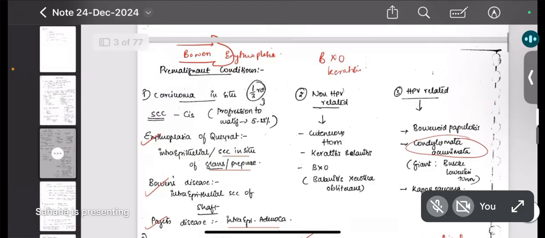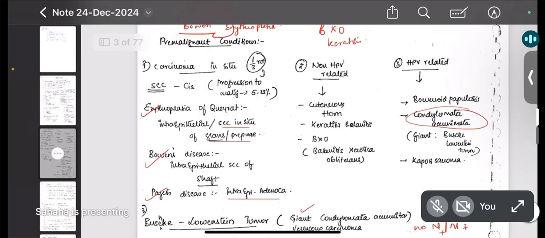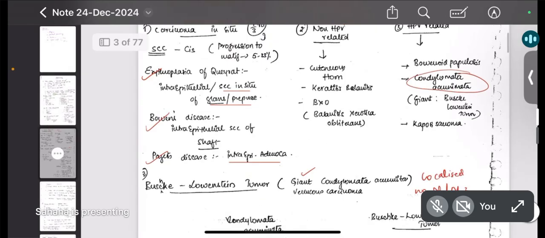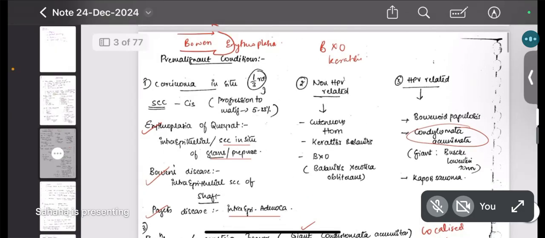Coming to pre-malignant lesions, red lesions: erythroplasia of Queyrat. It's a squamous carcinoma in situ of the glans and the prepuce. If it is associated with the shaft, it's Bowen's disease. Then if it is intraepithelial adeno, it is Paget's. So squamous, if it is glans or prepuce, it is erythroplasia of Queyrat. If it is shaft, it is Bowen's. If it is not squamous, it's adeno, then it is Paget's.